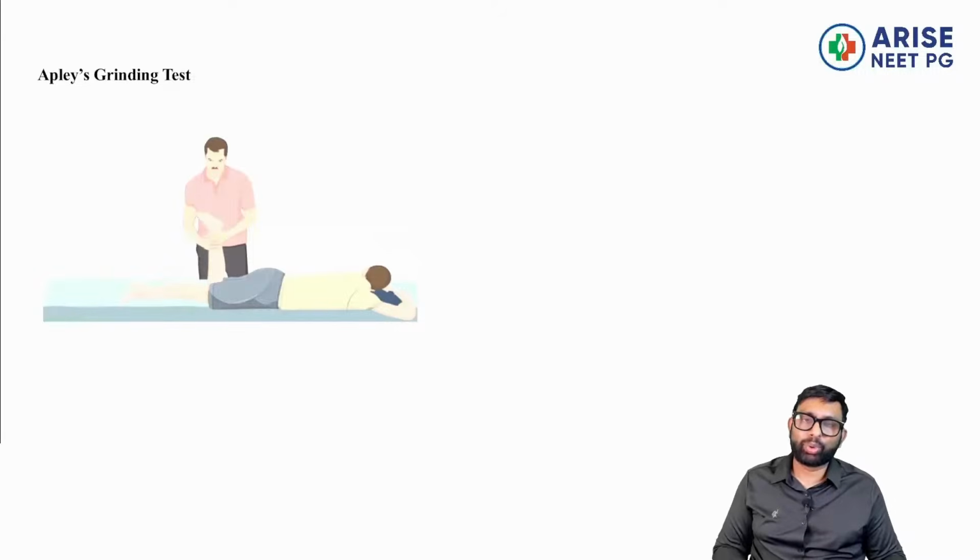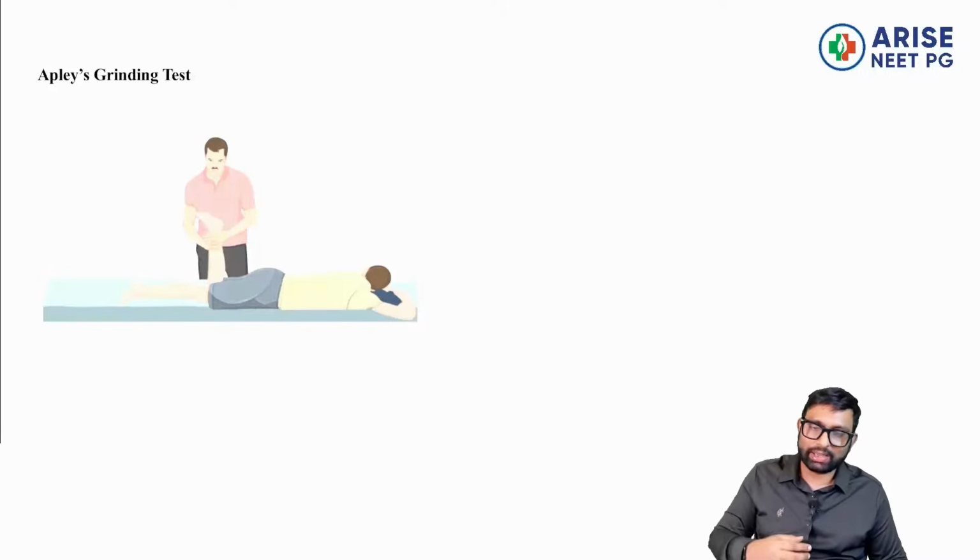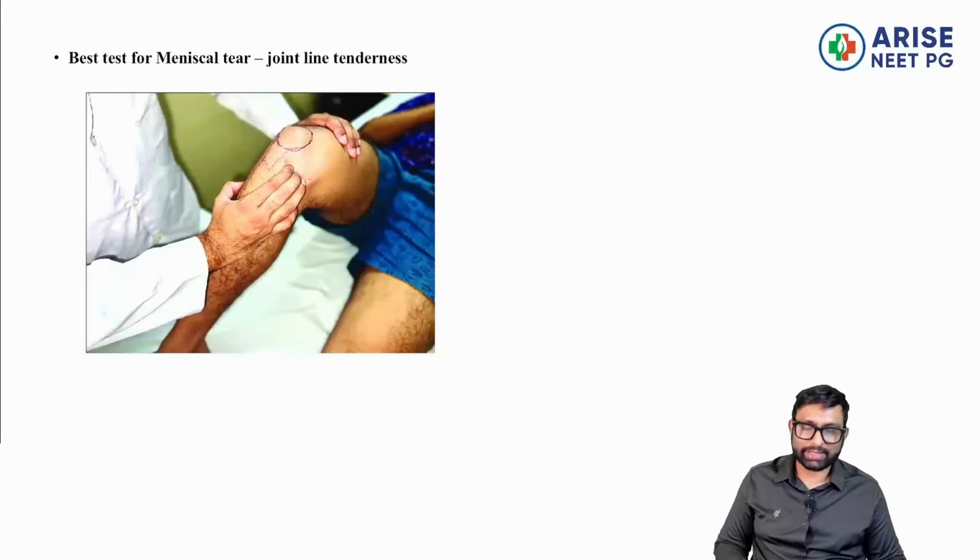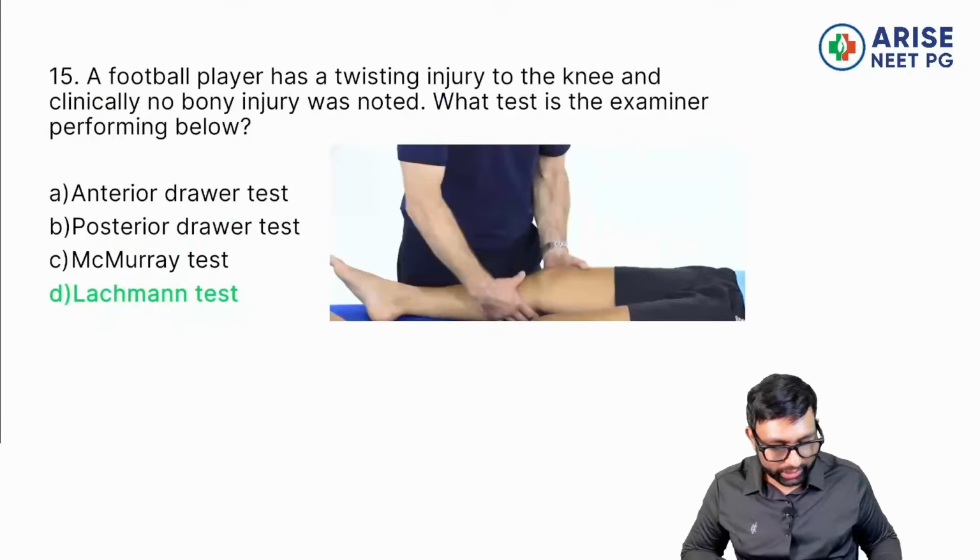Similarly, you can do it in prone as well, where you grind and rotate the leg. This is called the Apley's grinding test, but the best test for meniscus is when you press the joint line. Okay, but look at this video here.